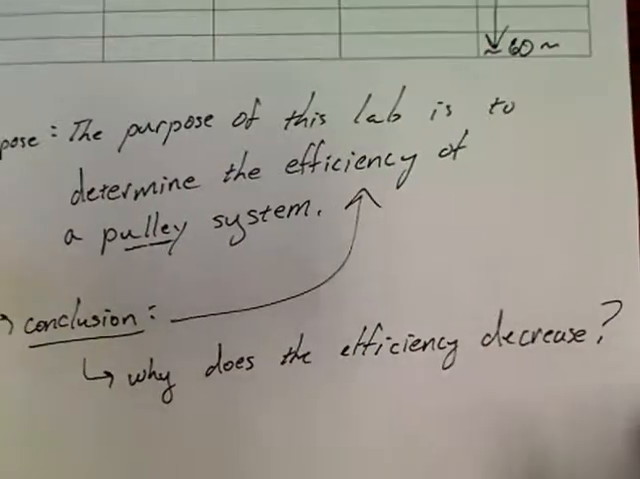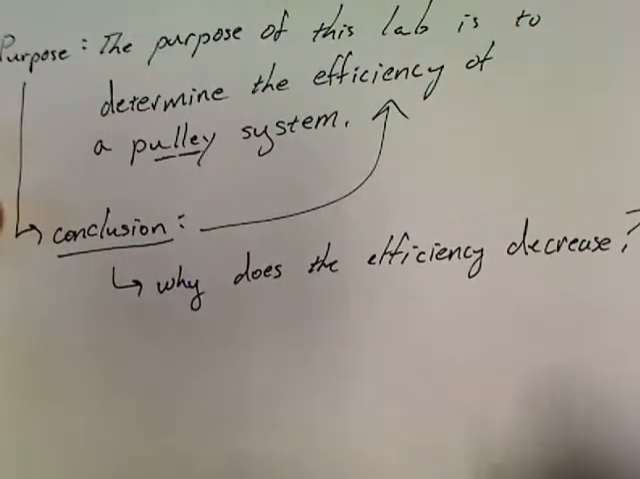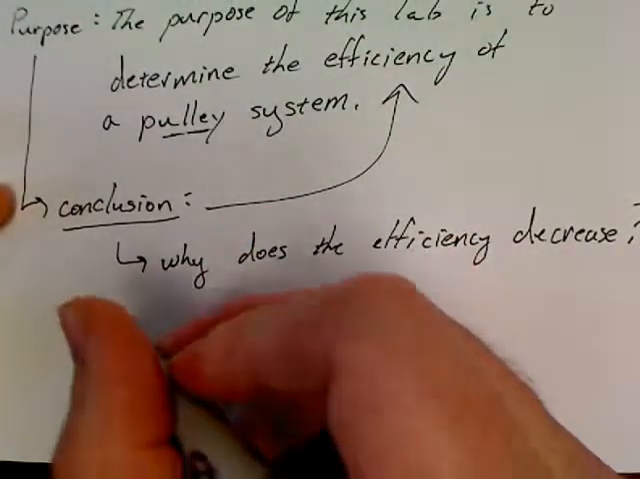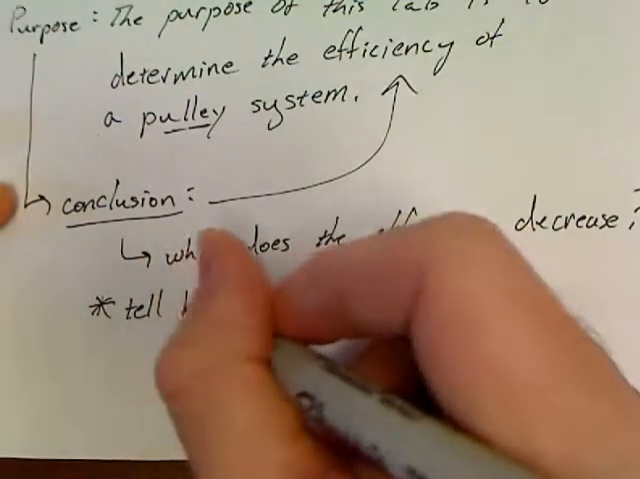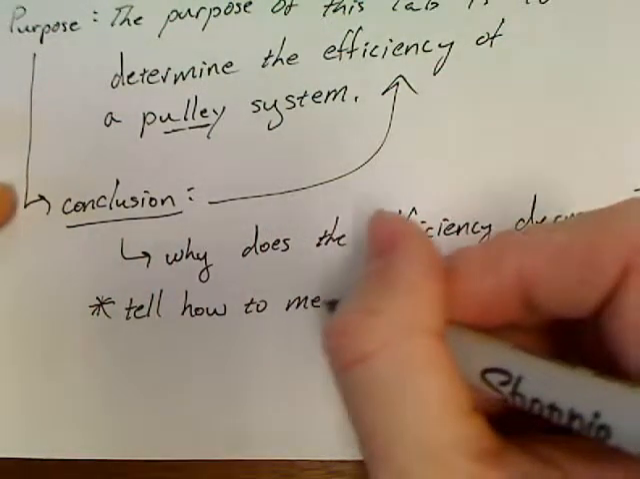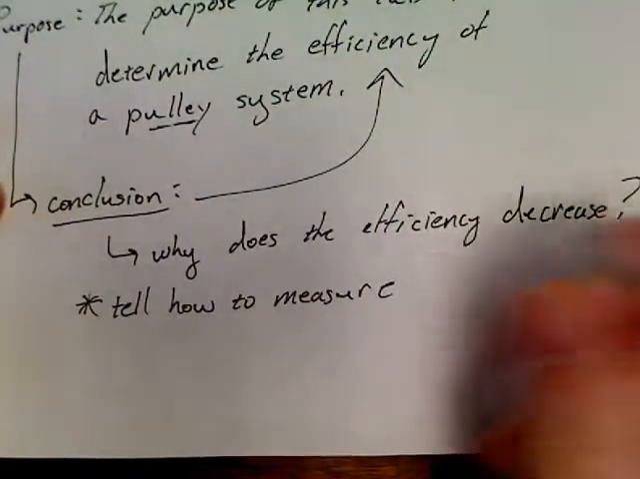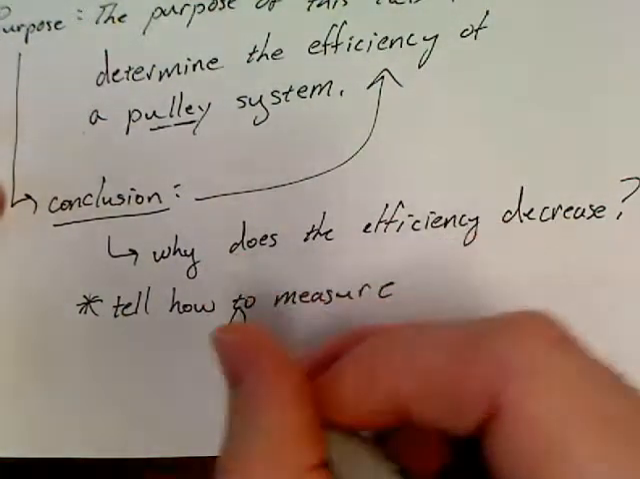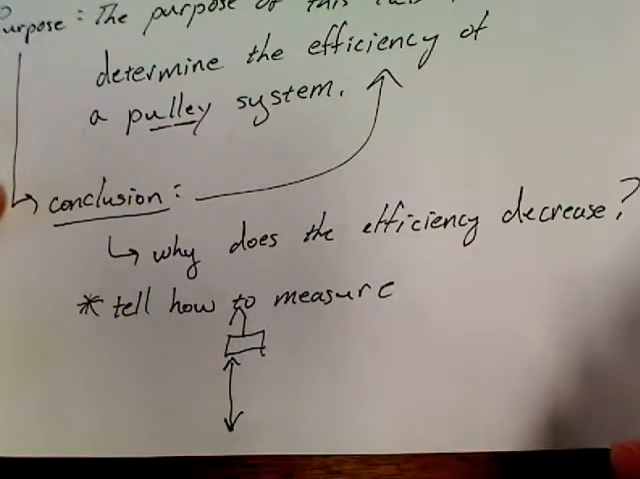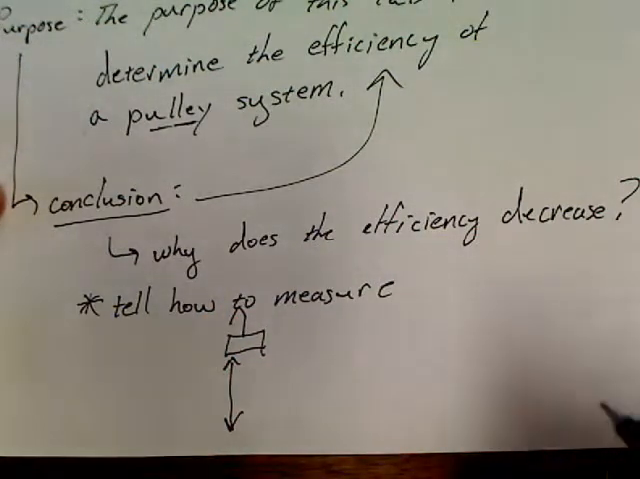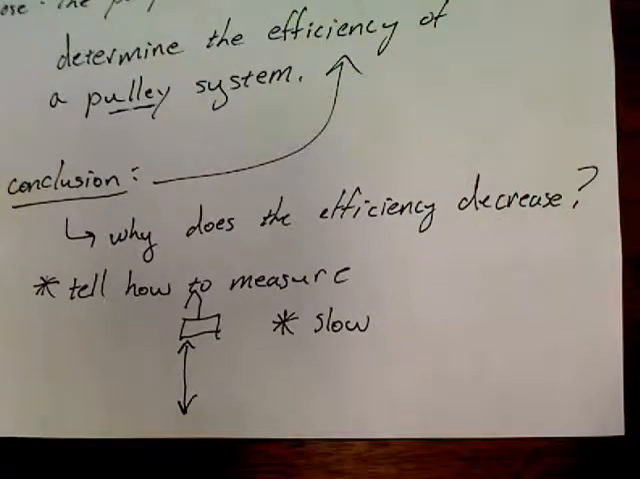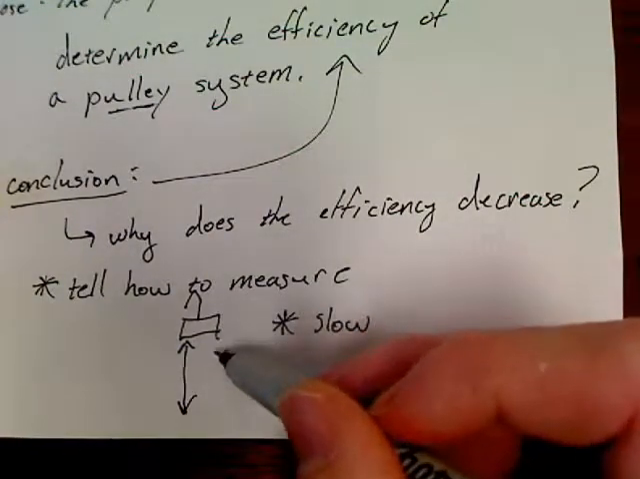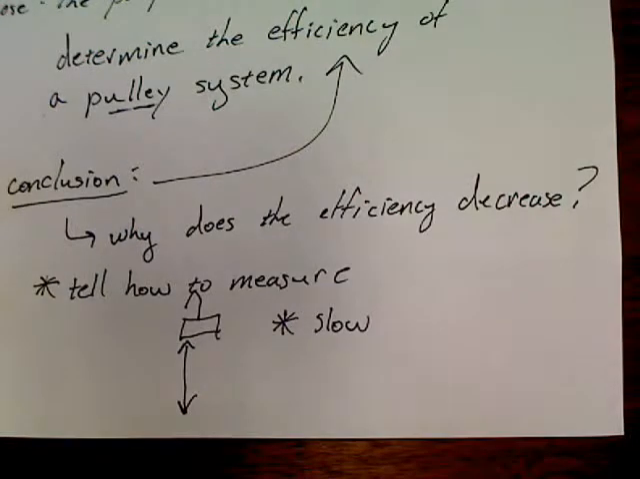But anyway, also in the procedures for the lab, the only thing that's really picky, make sure you tell key things. Tell how to measure. In other words, if this is the hanger, make sure they know to measure to the bottom of the hanger, because that's an important thing in this lab. Also, make sure they know about the thing moving slow, that it's supposed to fall down very slowly as you do the lab.